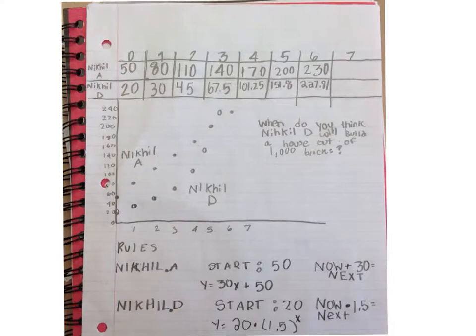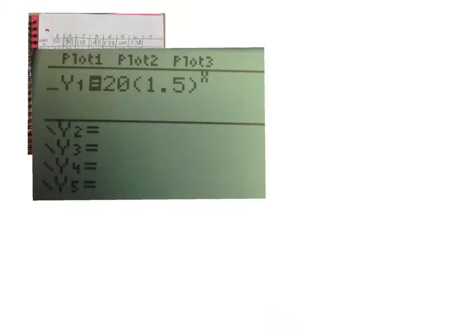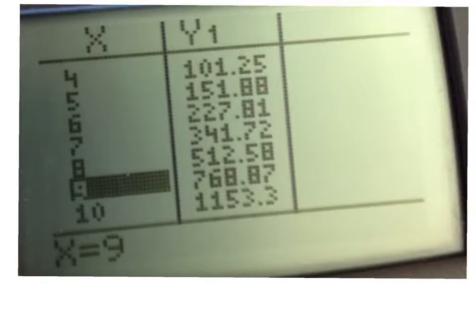Okay, so now let's look at our problem. When do you think Nikhil D will build a house out of 1,000 bricks? Well, we can plug in our equations, or what I'm going to do is use a calculator. Right here, you can see that we plugged in the equation in the y equals option in the calculator. After we go to table, we can see this. We can see that Nikhil D reaches 1,000 bricks between 9 and 10 days.